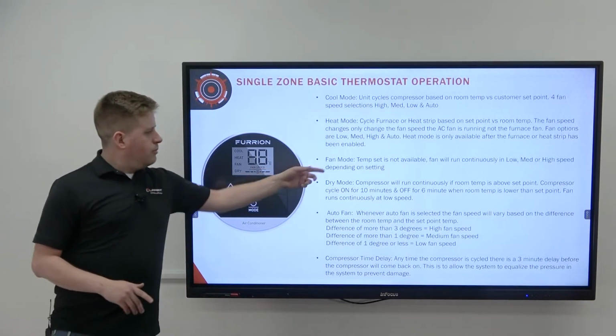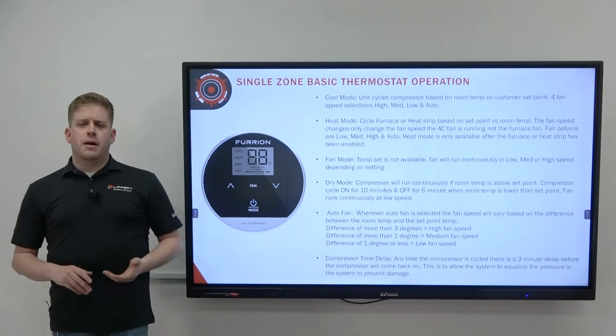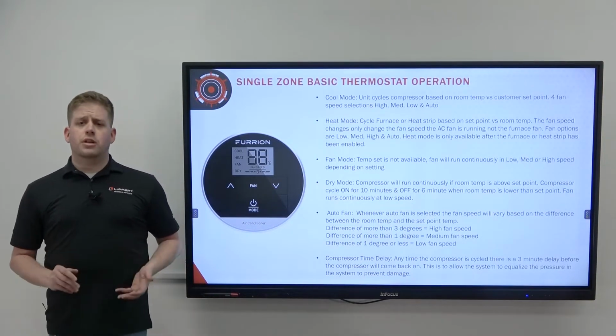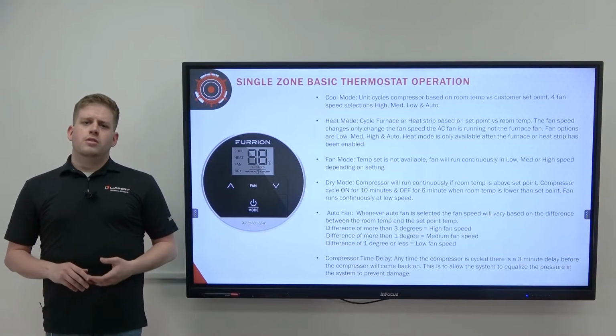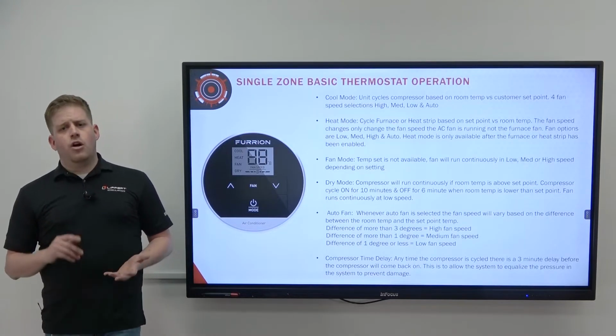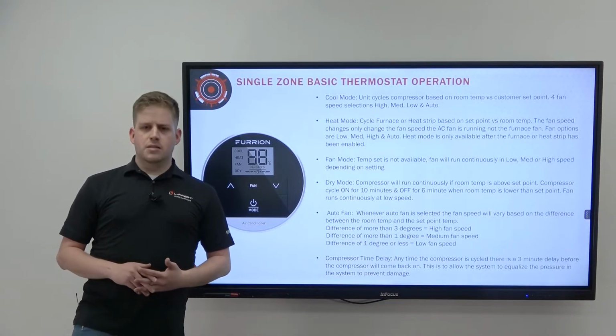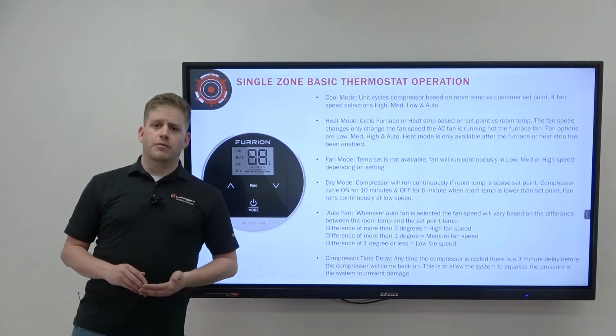We've got our fan mode. Our fan mode does not have a temperature setting because we're not changing the temperature inside the coach. We're simply circulating air throughout that coach. So the only options for fan mode are low, medium, and high. The fan will just stay on in that selected speed until the thermostat receives input from the customer.